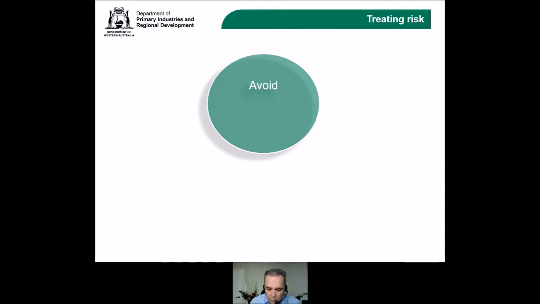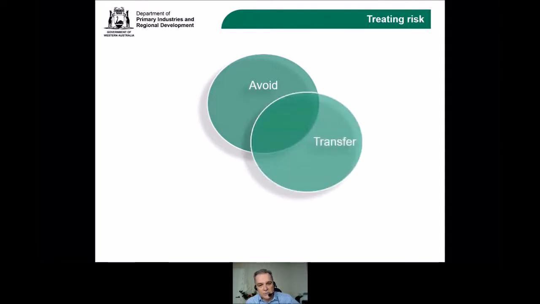We can transfer the risk to someone else. And a typical example of this might be outsourcing of aspects of your farm to someone else. It might be insurance. It might be that you look at some forward rates in terms of commodity prices or fixed rates in terms of your loan.